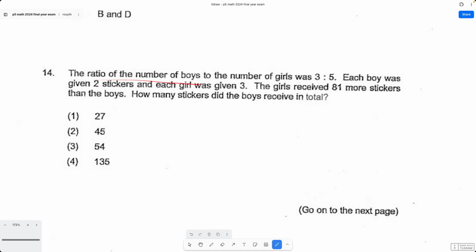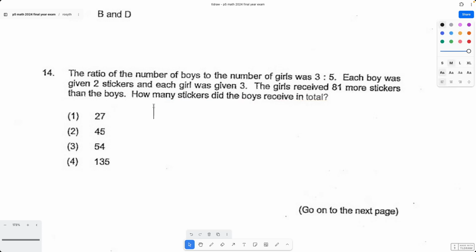Okay, so the ratio of the number of boys to the number of girls was 3:5. Each boy was given 2 stickers and each girl was given 3. The girls received 81 more stickers than the boys. How many stickers did the boys receive in total?